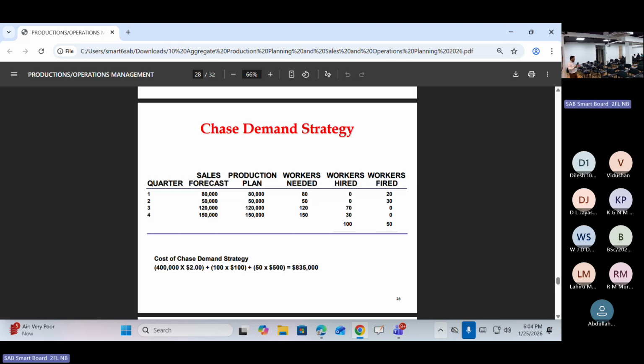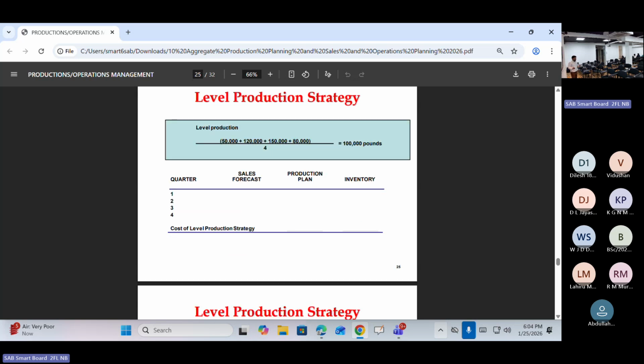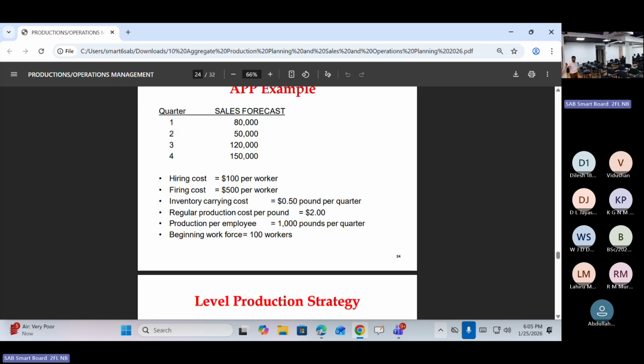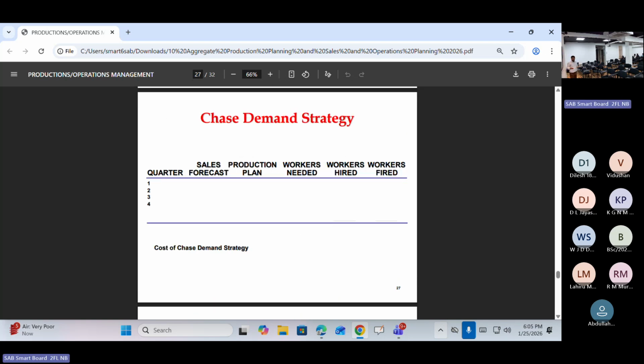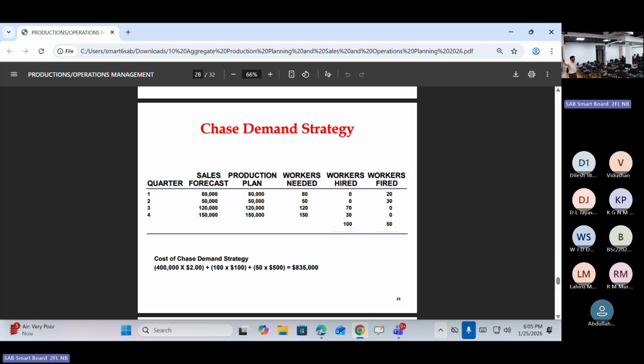Now we have to decide whether to hire or fire. For that, we need to know the starting workforce size at the beginning of the period. See in the information whether some useful information is given there. It says here beginning workforce: at the beginning of quarter one, 100 workers. Then we can identify that during quarter one, we need only 80.